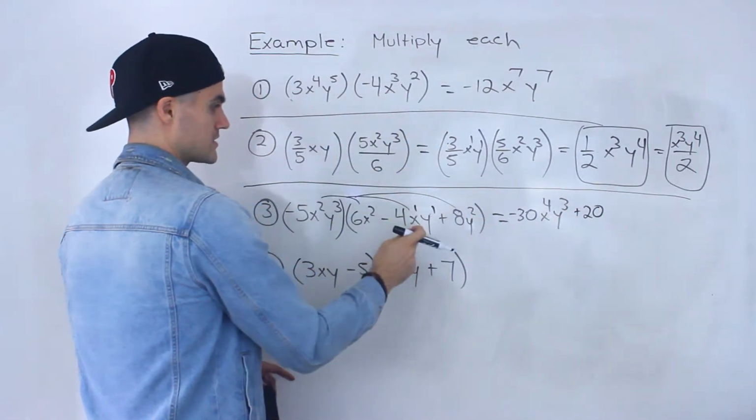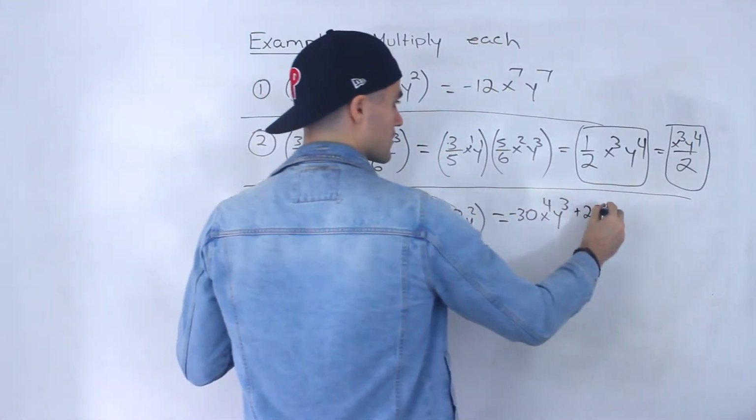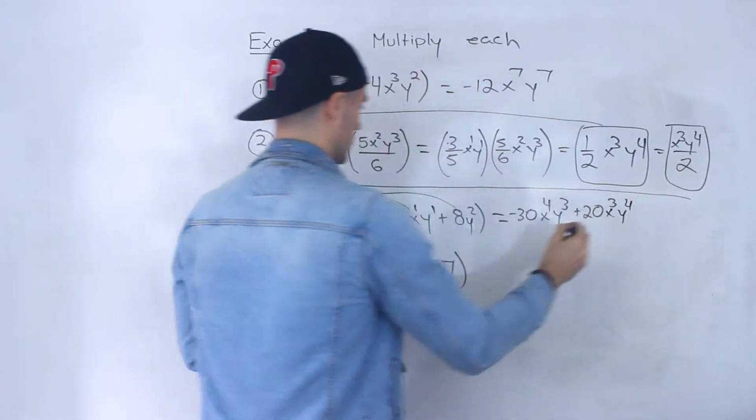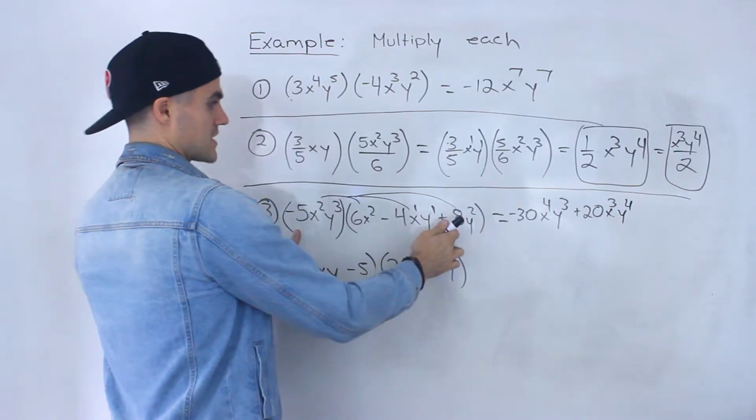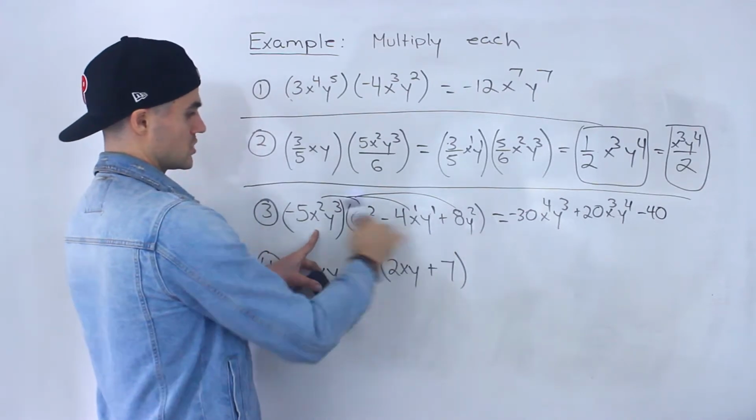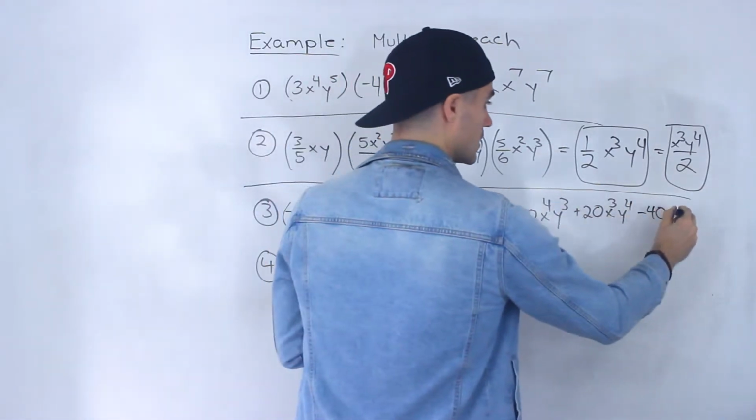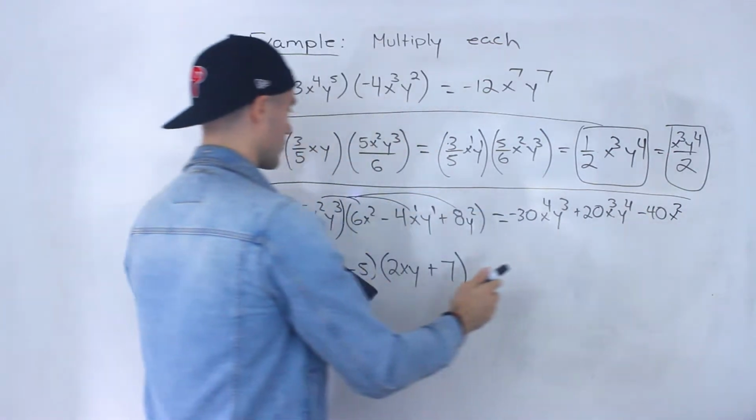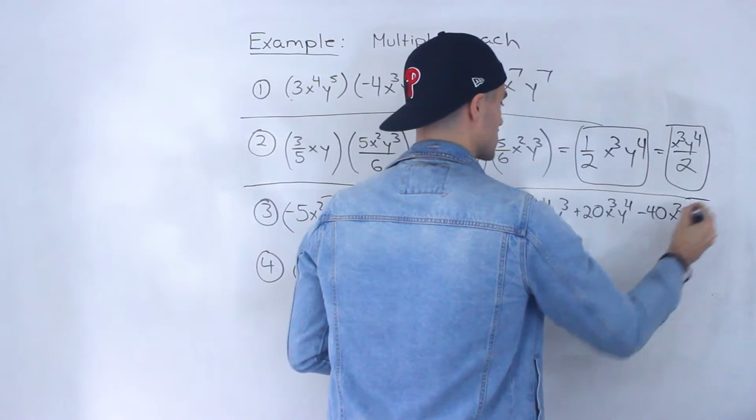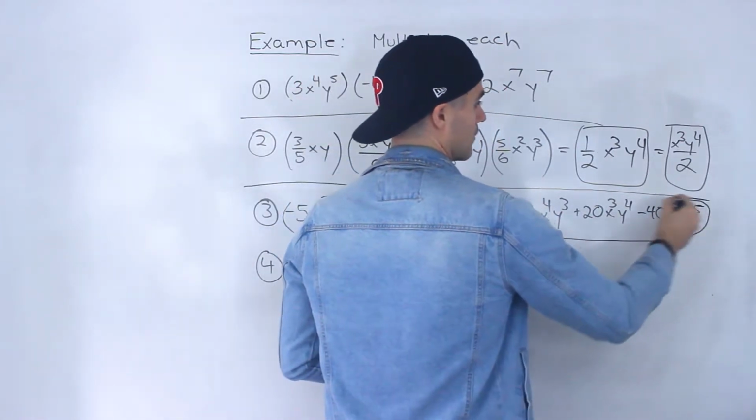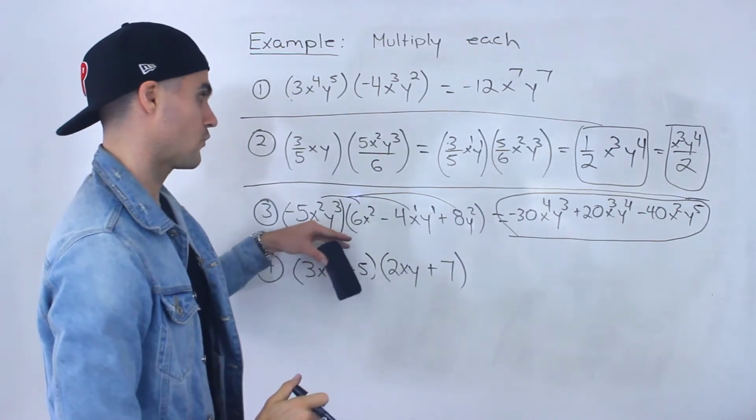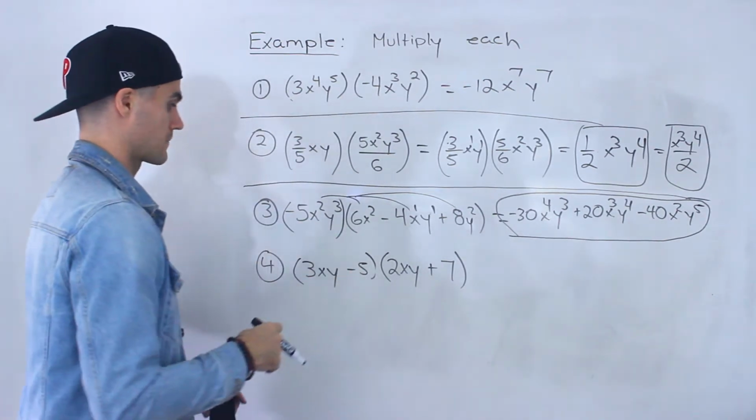Negative 5 times negative 4 is positive 20. And then notice we have like ones here. X to the 1 times x to the 2, that would be x to the 3. Y to the 3 times y to the 1, y to the 4. Then negative 5 times 8 is negative 40. Notice there's no x expression here, so we would leave it as x squared. And then y to the 3 times y to the 2 would give us y to the 5. You would add those exponents. So that there is the final answer for this when we expand everything.